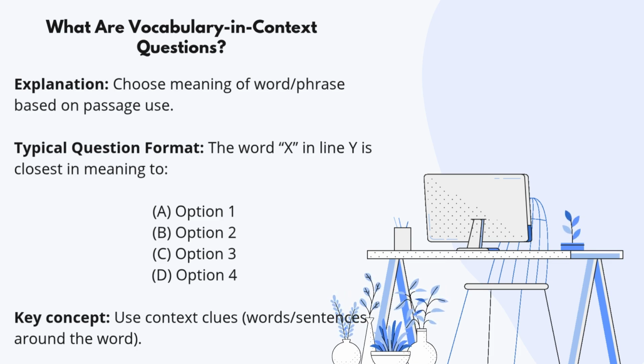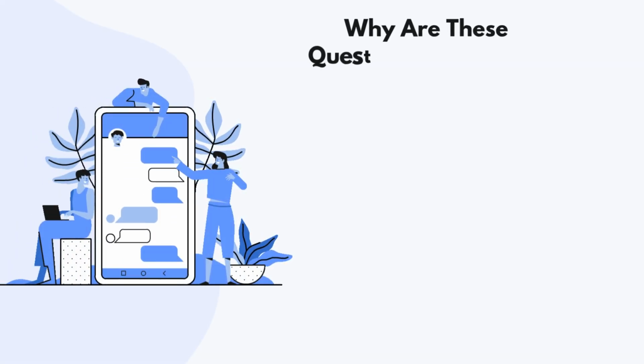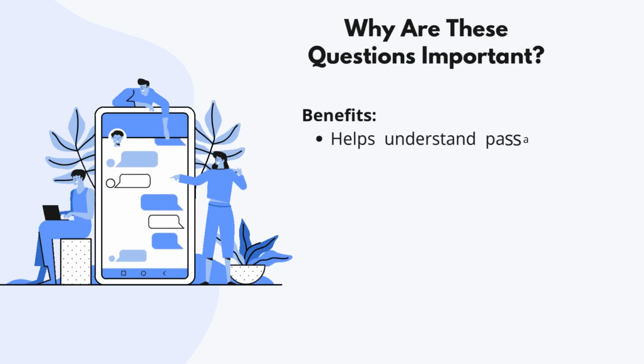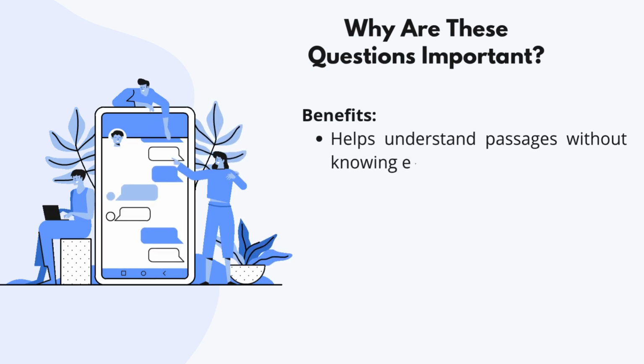These questions often appear early in a set of questions for a passage, and they test your ability to understand meaning directly from the text. Why are these questions important for you? Vocabulary and context questions are vital because they help you understand a passage without knowing every single word.